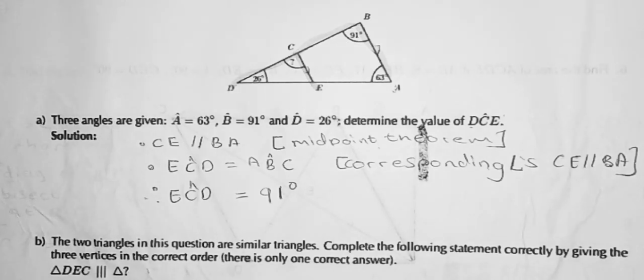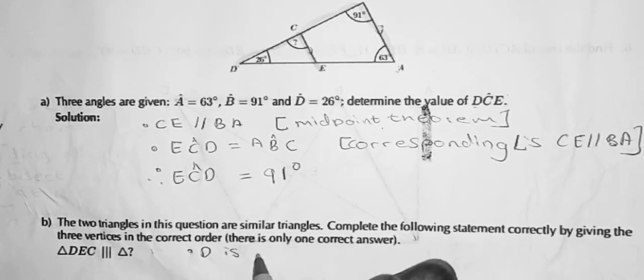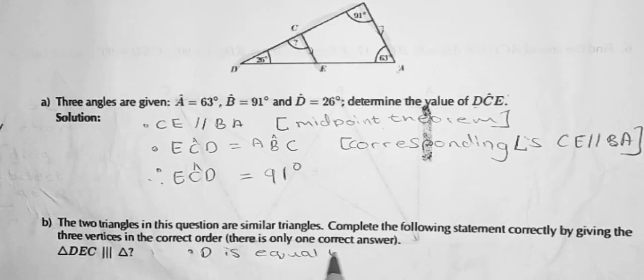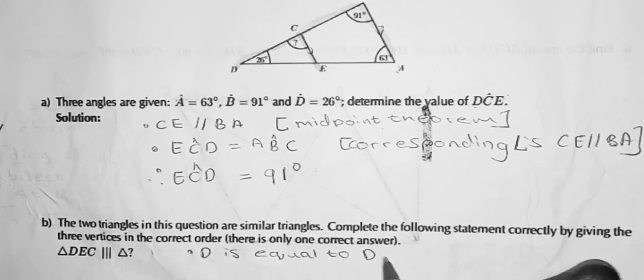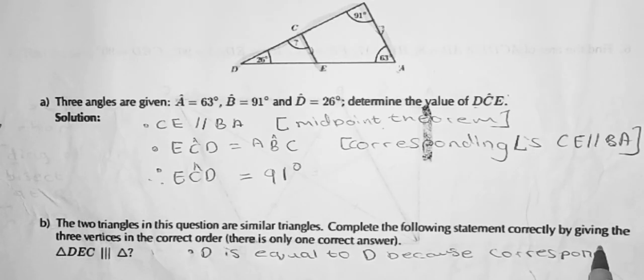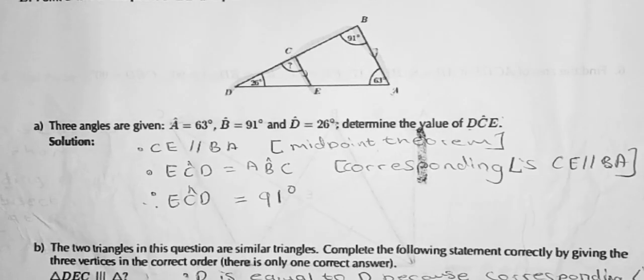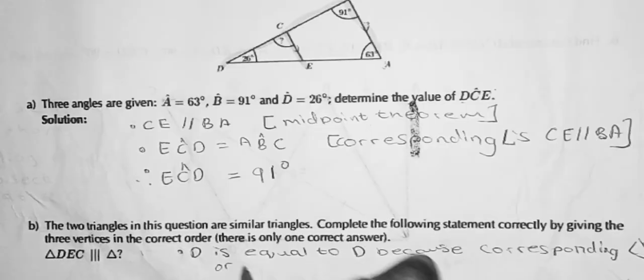So you're going to see that D is equal to D. Reason because of corresponding angle, and also as you can see, because of corresponding angle or common angle.